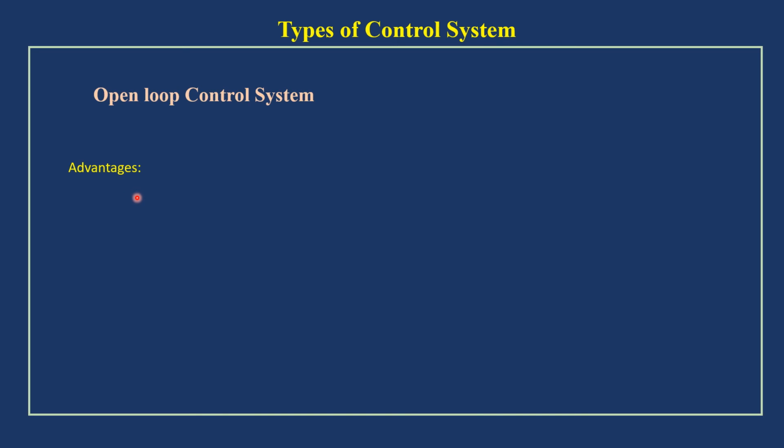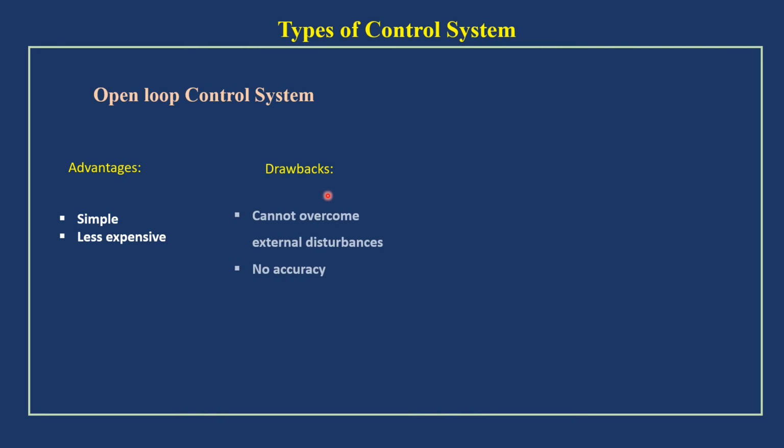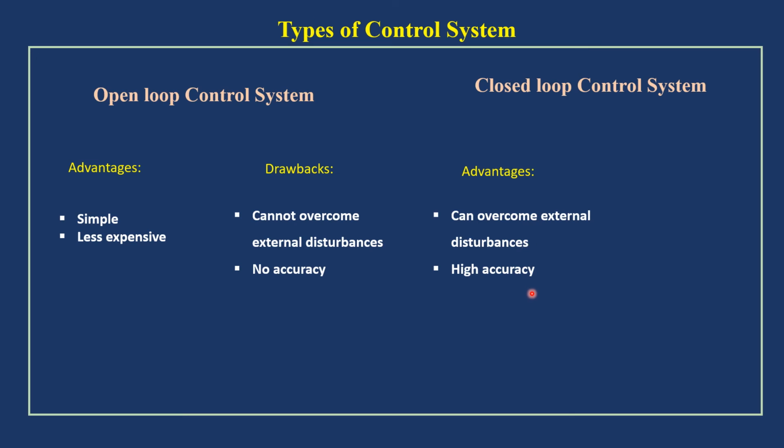Here I will tell you the advantages and drawbacks of the open loop control system. What are the advantages? The open loop control system is simple and less expensive. Drawbacks are it cannot overcome external disturbances, and there is no accuracy. These drawbacks can be rectified in the closed loop control system. Advantages: it can overcome external disturbances, and there will be high accuracy. Drawbacks: it is complex and expensive, and for the closed loop control system the feedback element is the important one, and that should be properly designed for the system. This is about the advantages and drawbacks of open loop and closed loop control systems.